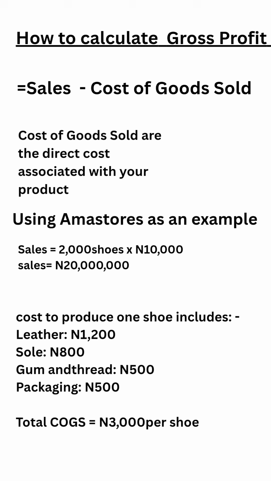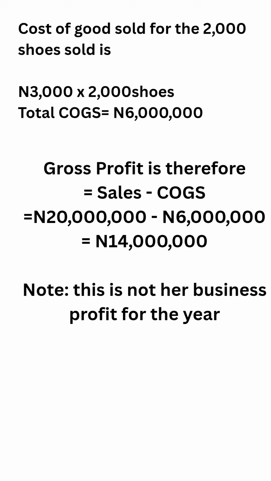Ama stores sold 2,000 shoes at 10,000 naira and made 20 million naira in sales. The cost to produce one shoe includes leather 1,200, the sole 800, the gum 500 naira, and packaging 500, which made the cost of goods sold to be 3,000 naira per shoe. That means she has incurred the cost of 3,000 naira for one shoe, which she sold for 10,000 naira.